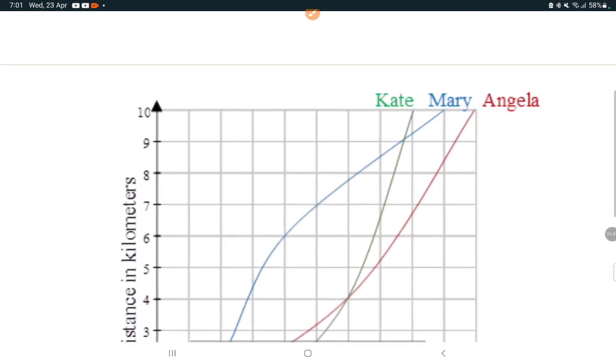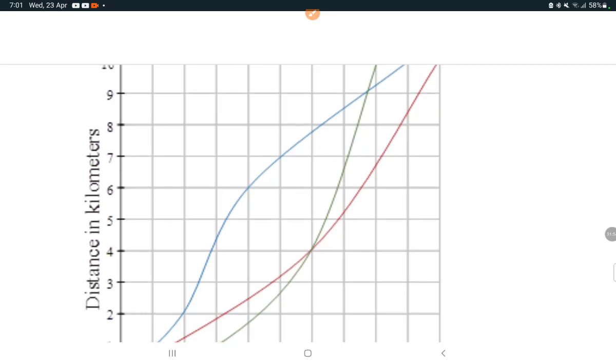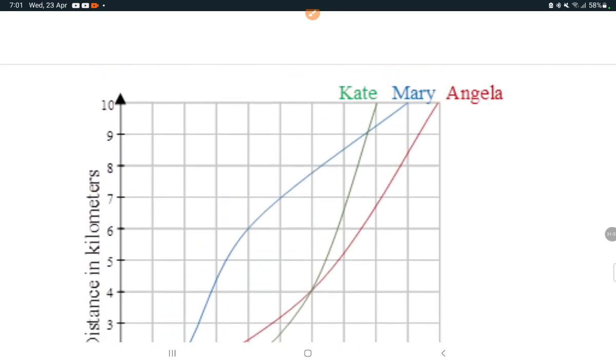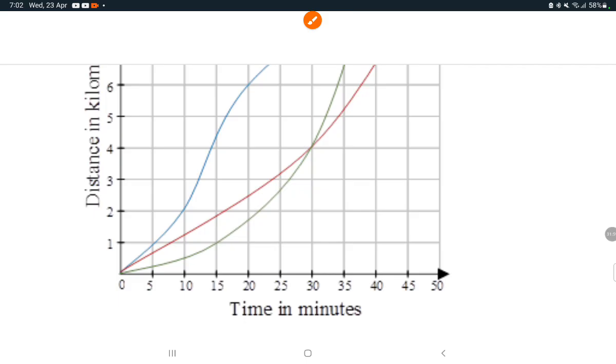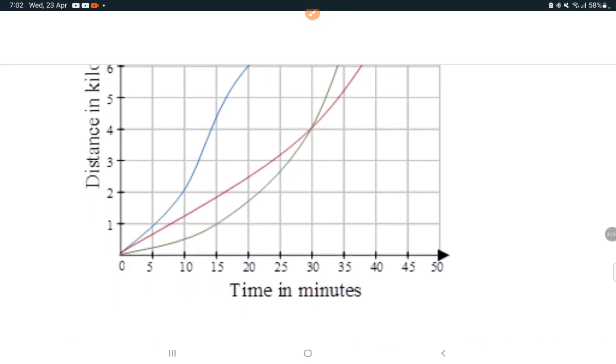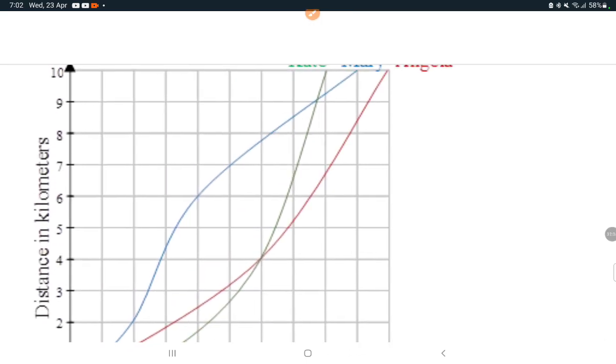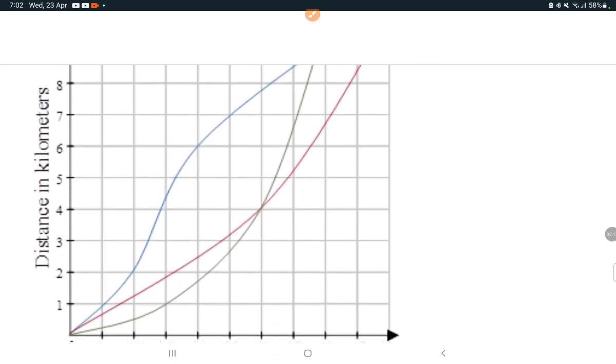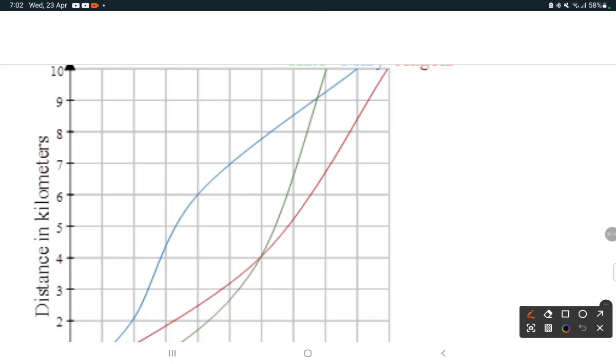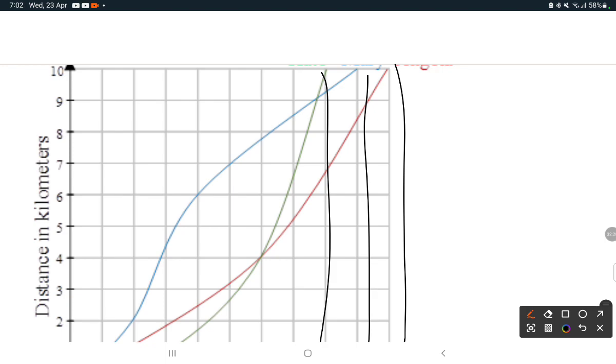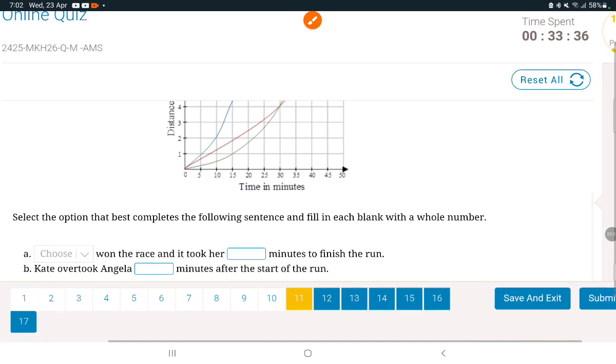Okay, so let's see. We all know that to win the race you have to do it in the shortest time. Let's see, where are they? They're plotting the time on the x-axis, so the lowest on the x-axis, the shortest, is obviously Kate. So Kate won the race because it took her 40 minutes. That's why Kate won the race. It took her 40 minutes, as we said.